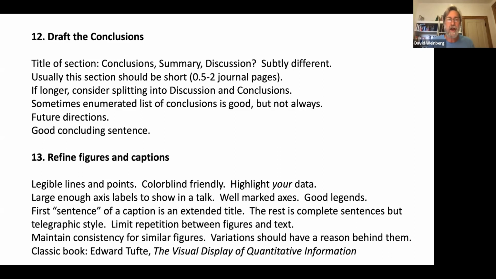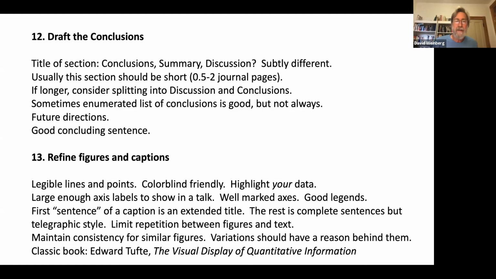Often your conclusions should have something about future directions, and think about the last sentence of the paper, and try to conclude on a good note. It often takes me a while to come up with the last sentence of the paper. Okay, I'm going to try to finish up so there's time to get to questions and answers.